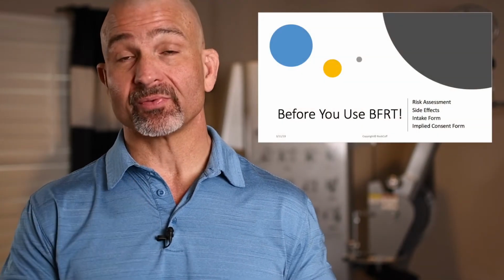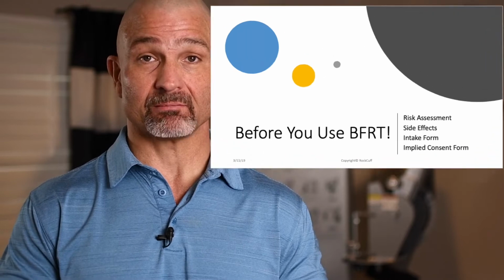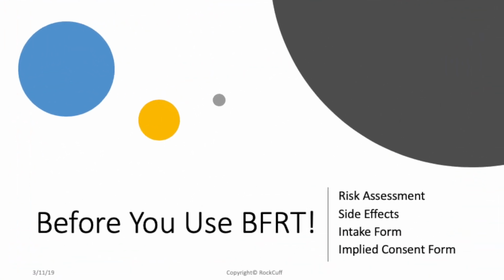So in this section, what we're going to talk about is what you should do before you actually apply blood flow restriction. What are some of the things that we should put in place prior to launching a program like this? Risk assessments. What are some of the side effects? What should the intake forms look like? What should an implied consent actually consist of? So what are some of the contraindications to blood flow restriction?